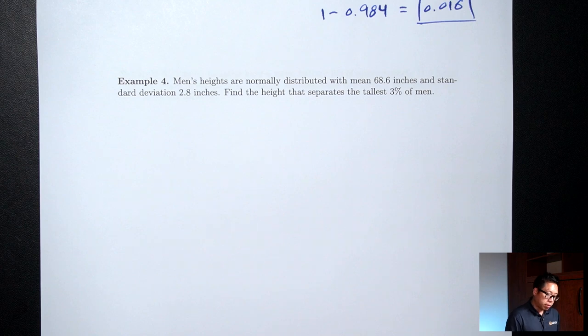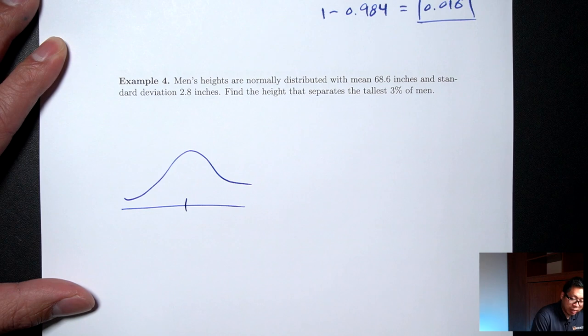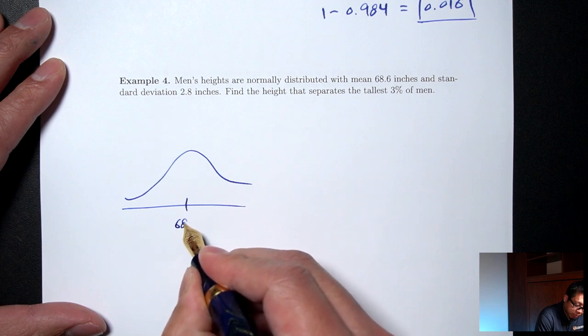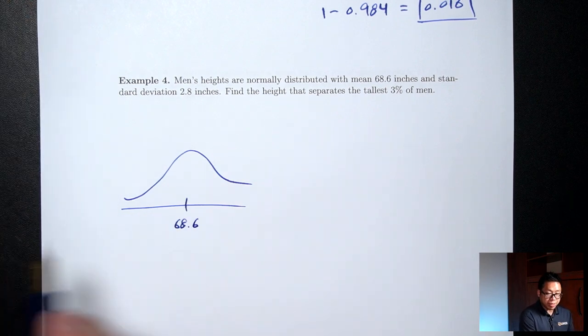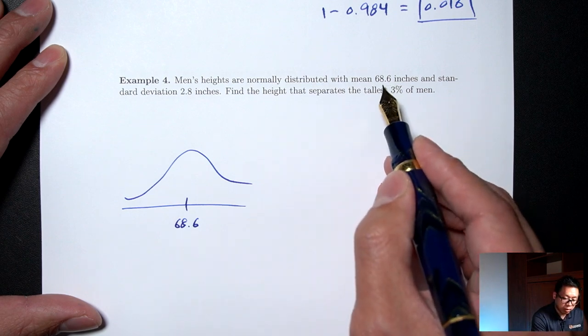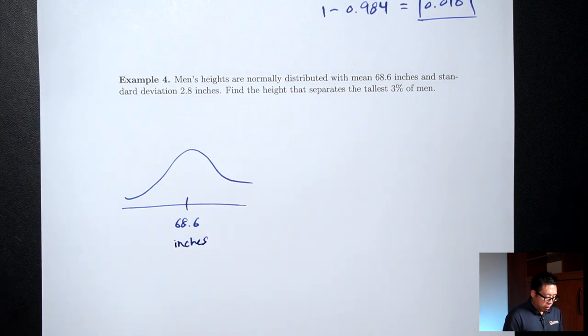Example 4. Men's heights are normally distributed with a mean of 68.6 inches and a standard deviation of 2.8 inches. Find the height that separates the tallest 3% of men. First thing I always do, draw the normal distribution picture and put the mean in the middle. So our mean here is 68.6. I'm also going to label what this x-axis represents. What is this 68.6? This 68.6 is inches, or height.